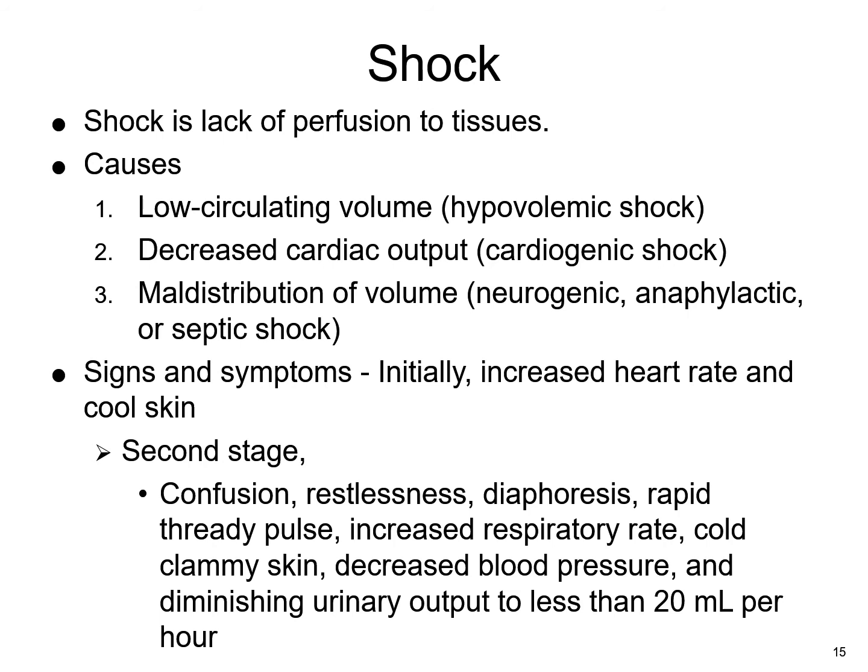Conditions of low circulating volume, hypovolemic shock, decreased cardiac output or cardiogenic shock, impairment of circulation or obstructive shock, maldistribution of volume, neurogenic, anaphylactic, or septic shock, cause decreased perfusion for the individual. Perfusion requires adequate blood volume. The blood vessels must be intact, without obstruction to flow, and the heart must be working correctly.